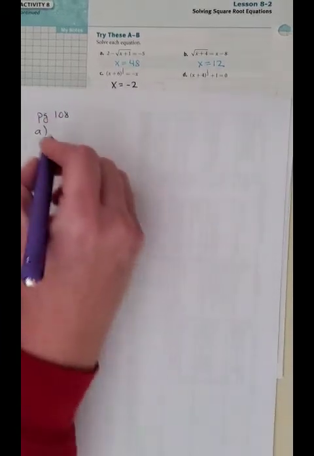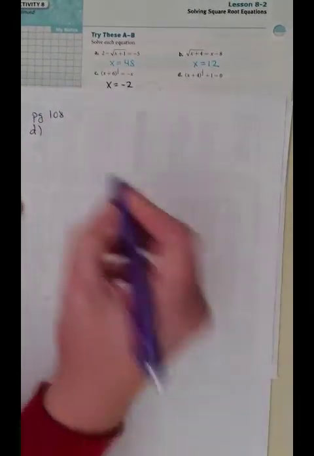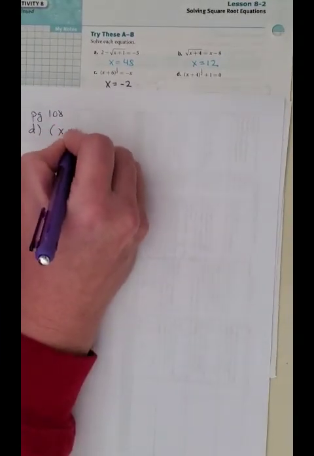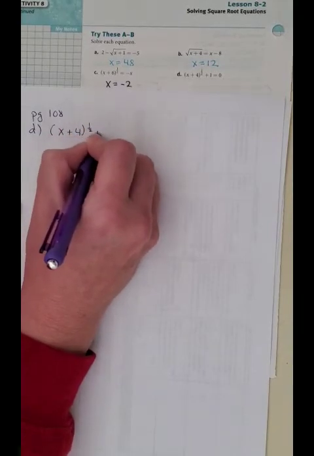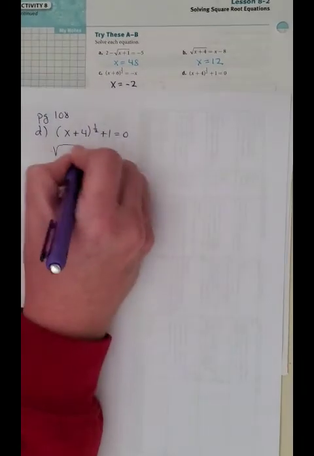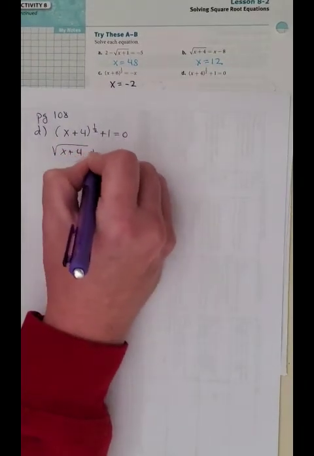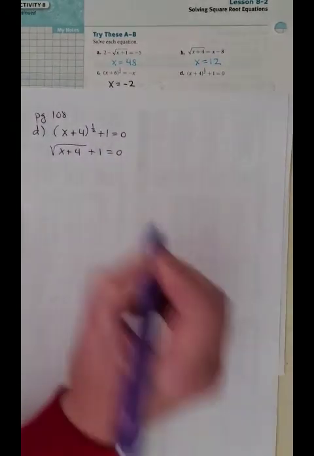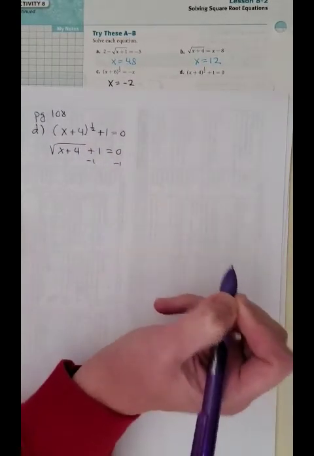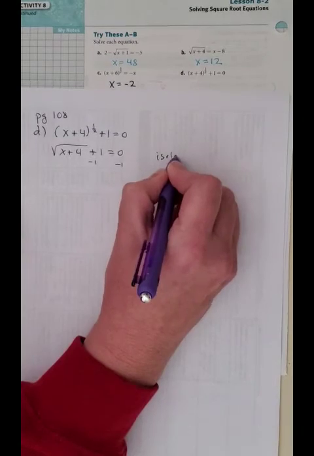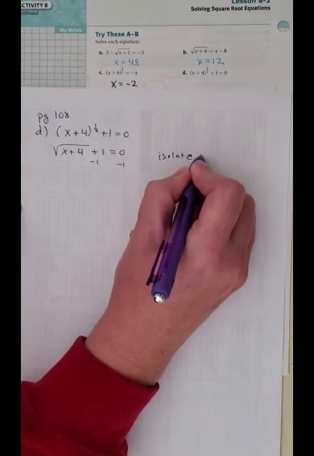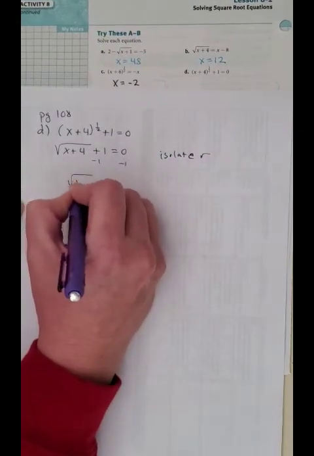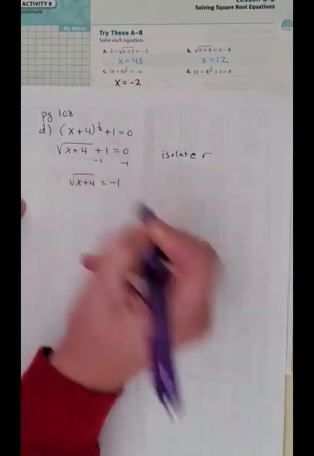And we're going to, D. We have x plus 4 to the 1/2 plus 1 equals 0. Immediately I'm going to rewrite that as the square root of x plus 4, and then plus 1 equals 0. I'll subtract 1 from each side because I'm isolating the radical. Isolate the radical. I get square root x plus 4 is equal to negative 1.